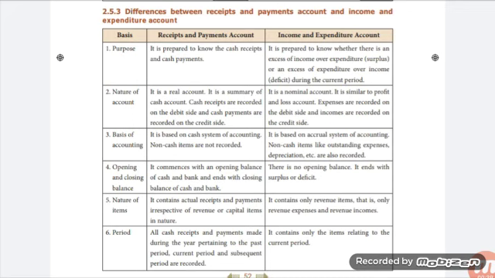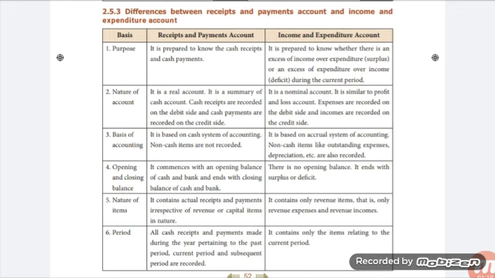are also recorded. Next point, opening and closing balance. Children, receipts and payments account begins with the opening balance of cash and bank and ends with the closing balance of cash and bank. But the income and expenditure account does not begin with any such balance. Income and expenditure account ends with surplus or deficit.